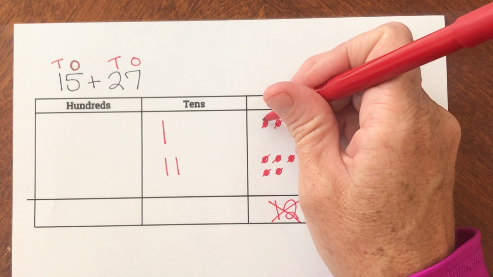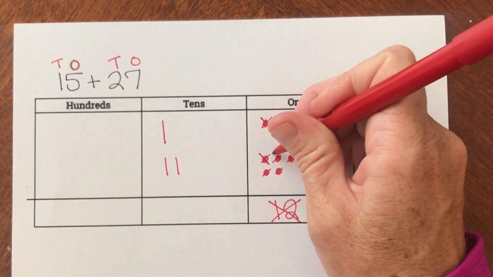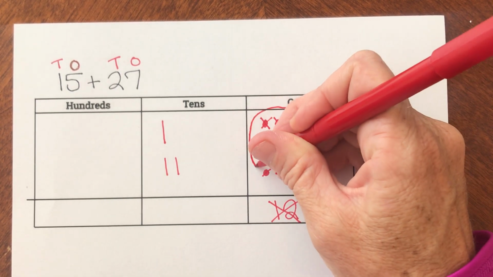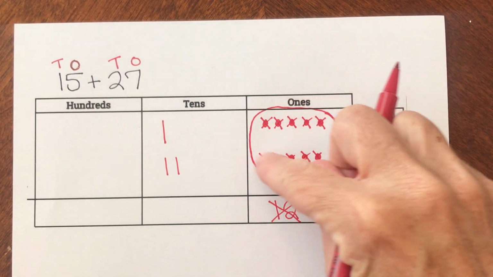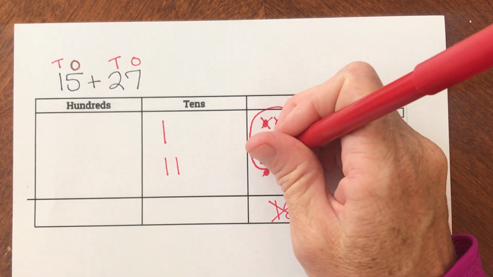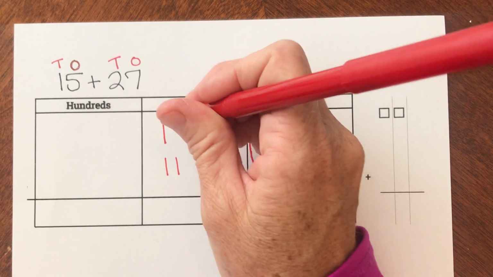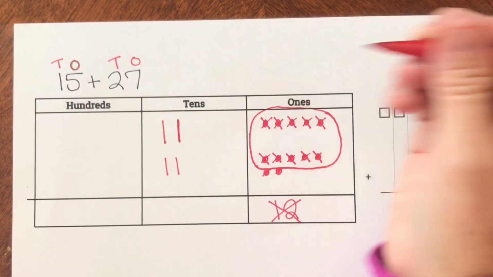So I'm going to count again. 1, 2, 3, 4, 5, 6, 7, 8, 9, 10. That equaled 10. So what I'm going to do is bundle them or regroup them. And I'm going to say I have one group of 10 that I'm going to bundle, and I'm going to send them over here and add a 10 over here.